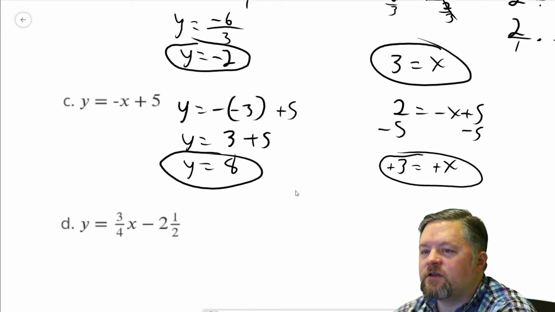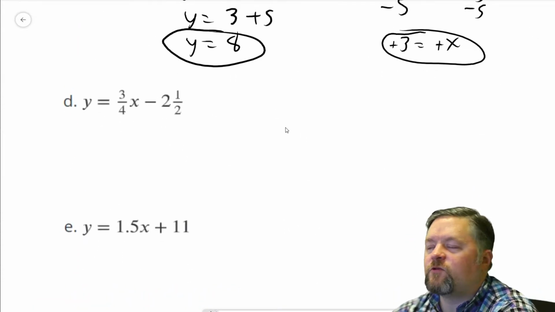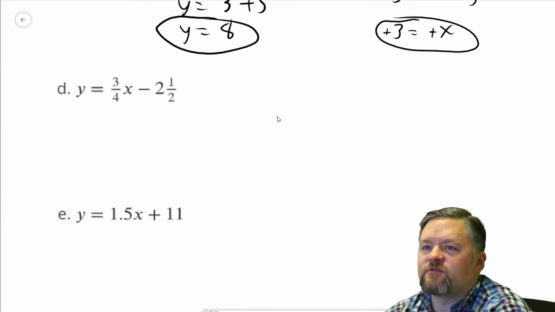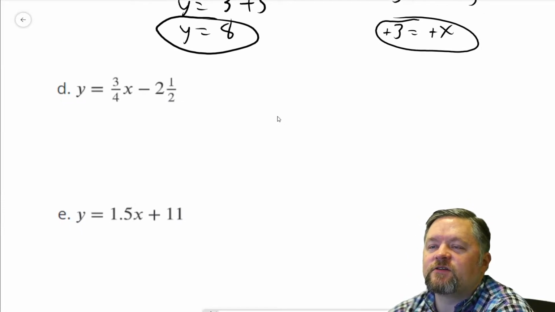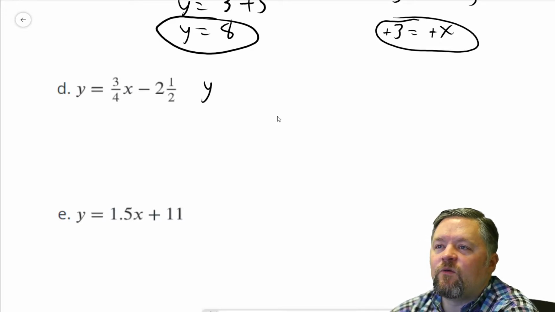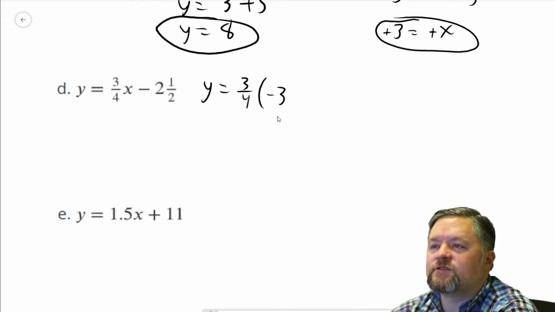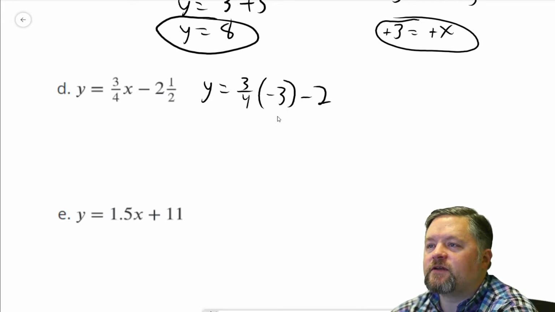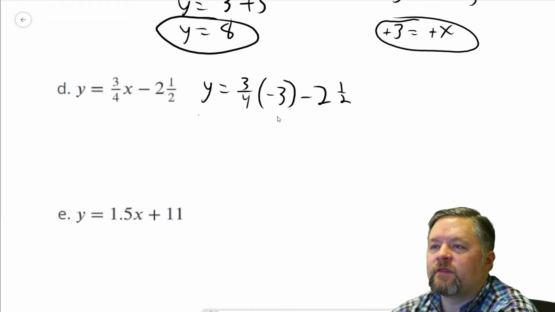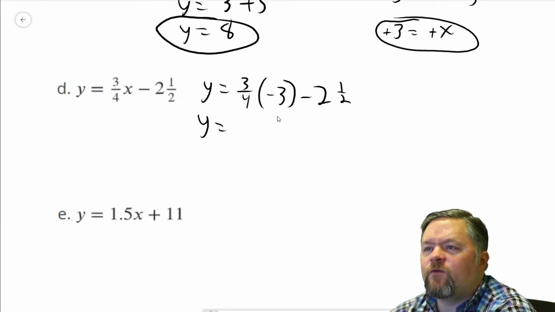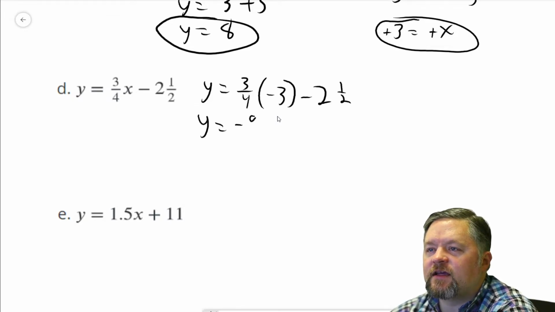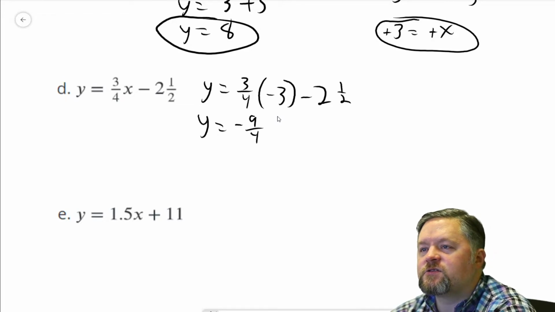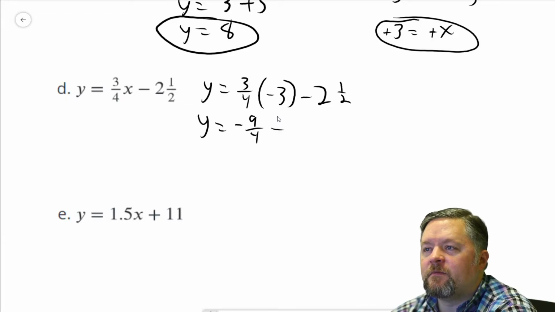Okay, last one here. Nope, 2 more. There was a bunch of these. This is one of those skills that you need a lot of practice with to get really good at. y equals 3/4 x, our x value is negative 3, minus 2.5. 3/4 times negative 3. 3 times 3 is 9. So negative 9/4 minus 2.5.